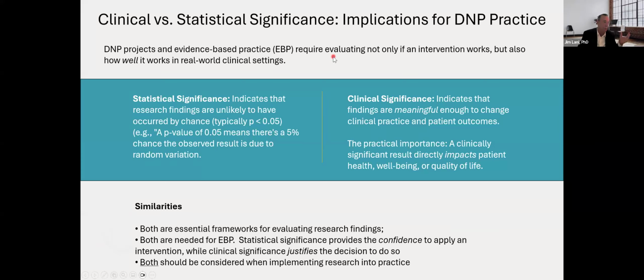So let me go through some of the basics of this stuff. All right. DNPs, evidence-based practice, quality improvement projects, okay, should inquire about whether an intervention is working, all right? So, statistical significance versus clinical significance.